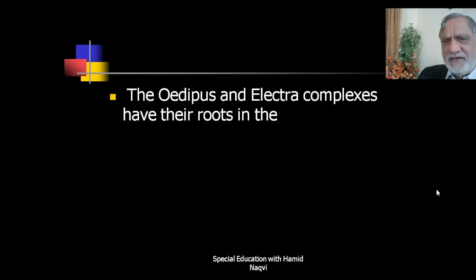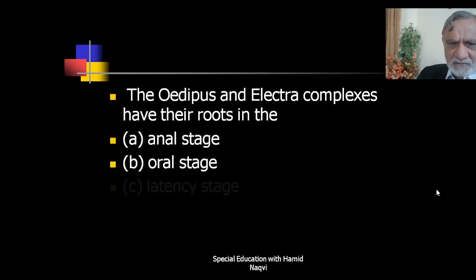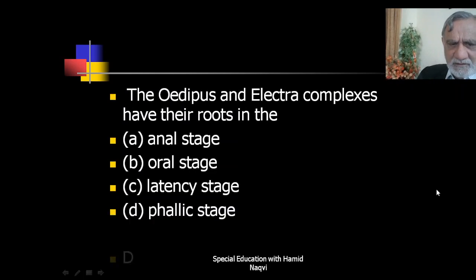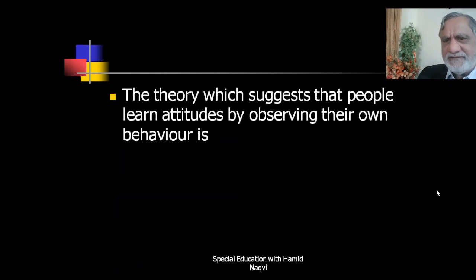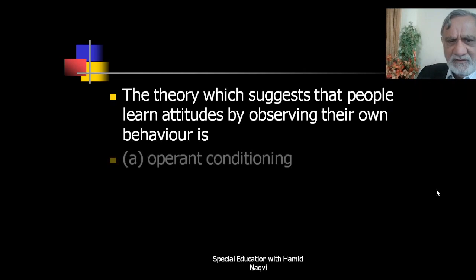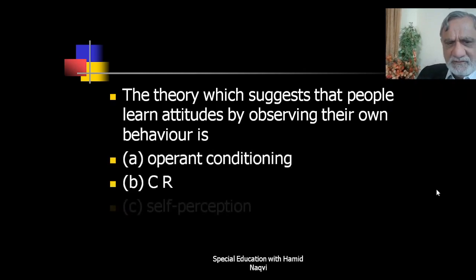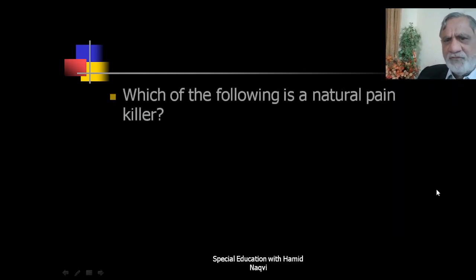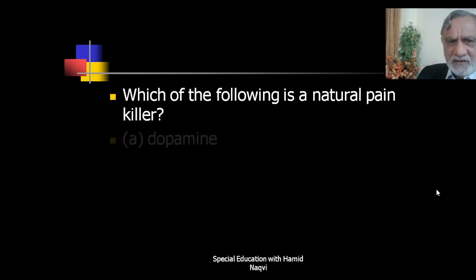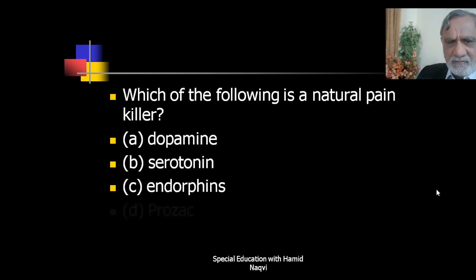The Oedipus and Electra complexes have their roots in, correct one is the last one. The theory which suggests that people learn attitudes by observing their own behavior is, correct one is C, self-perception. Which of the following is a natural painkiller? Correct one is C.